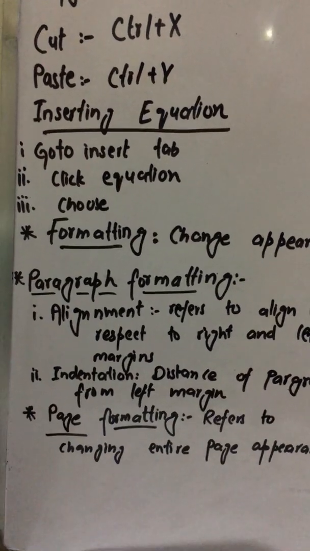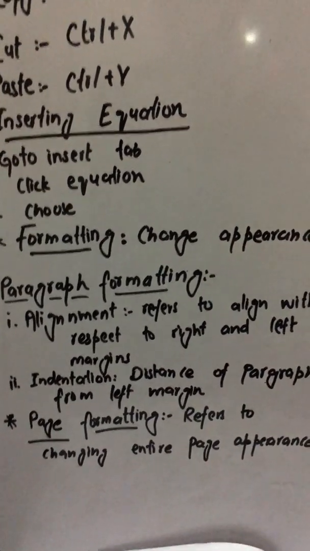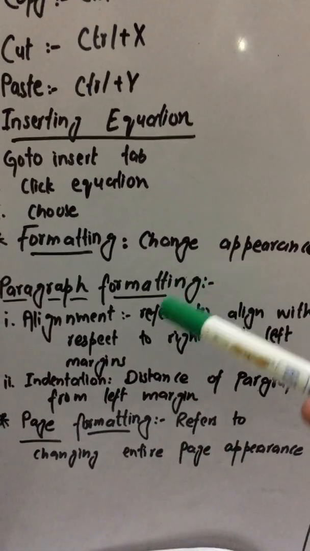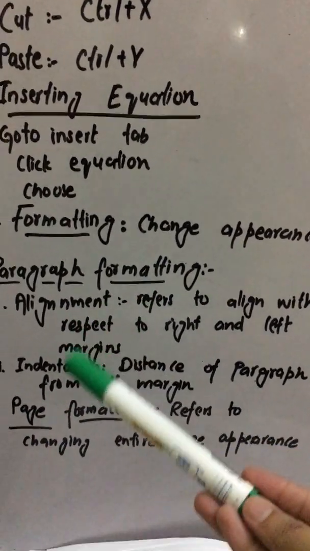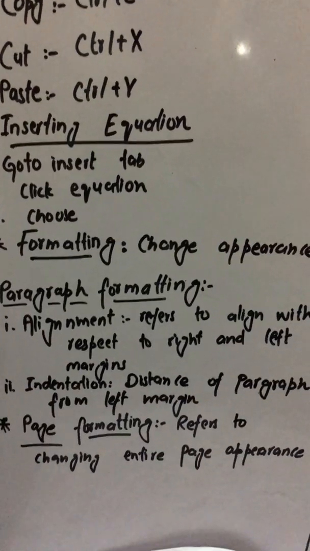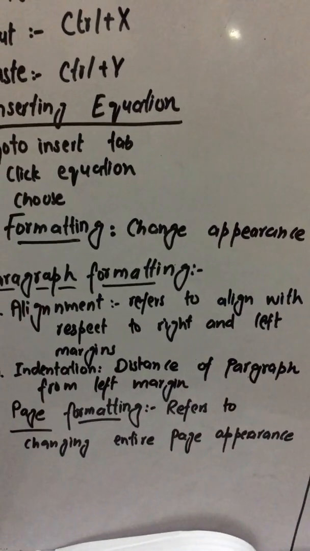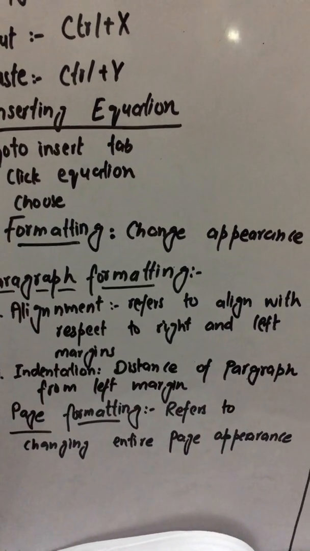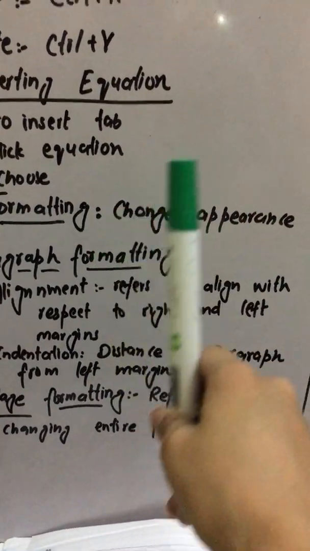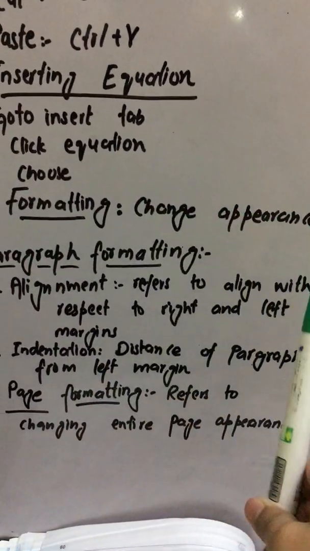Paragraph formatting refers to changing the format of a paragraph. Your paragraph formatting actually has two main things. Number one is alignment and number two is indentation. Alignment refers to aligning with respect to the right and the left margins. That is, how you want to make your paragraph align with the right and the left margins.